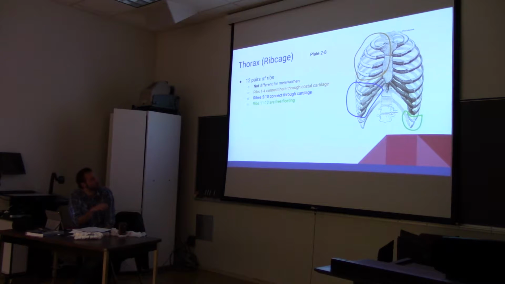Sweet. All right, so the rib cage. This is in your Nenner's book too, so remember to go back and look at this. The 12 different pairs of ribs, right? They're not different for men and women. Sorry guys, women don't have less than men.